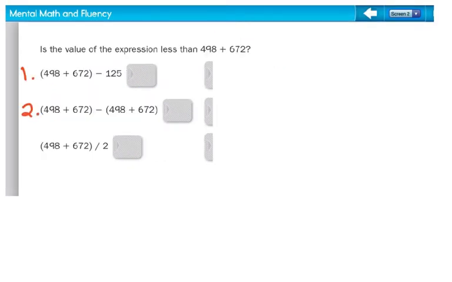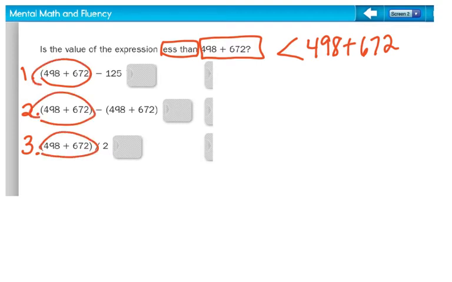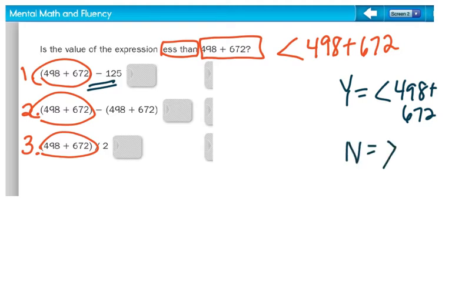Number 1, 2, and 3 on your whiteboard. Is the value of the expression less than 498 plus 672? So less than that. Guess what? I don't even need to solve for 498 plus 672. I'm just going to find that expression and see what they did to it. If it makes it less than, you're going to say yes, that is less than 498 plus 672. Or no, if it's going to be more than that.